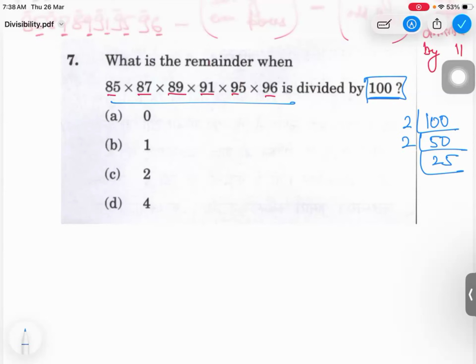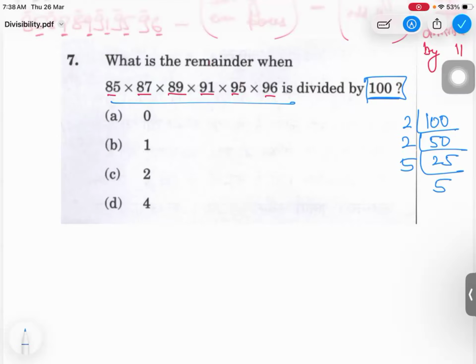I guess. Then it will be 5 and 5. All right, so if I do the prime factorization of 100, what can I write? Can I write 2 times 2 times 5 times 5? Can I write this? I hope you get it.